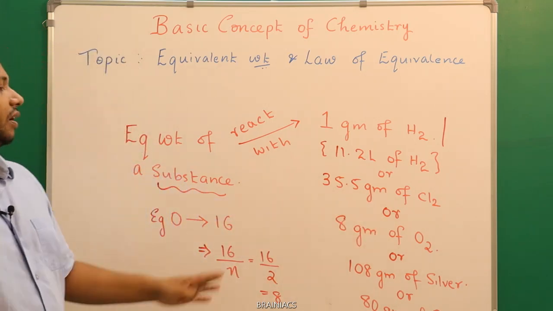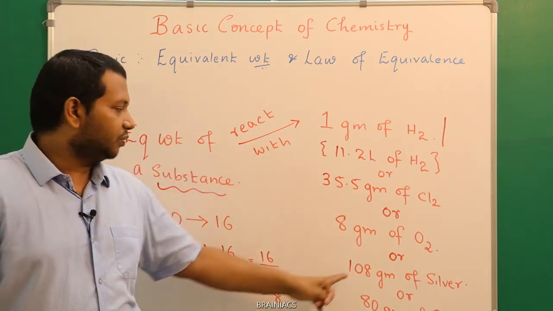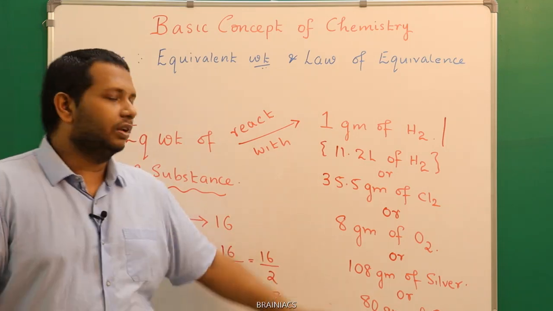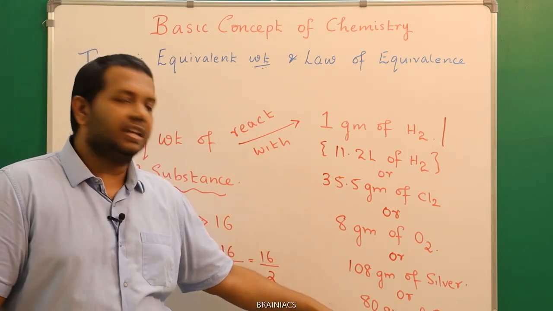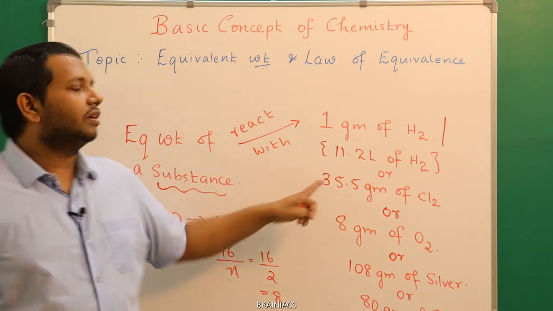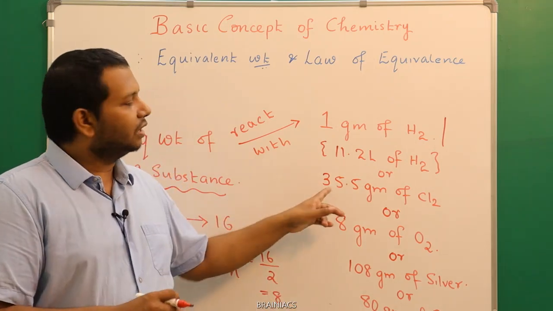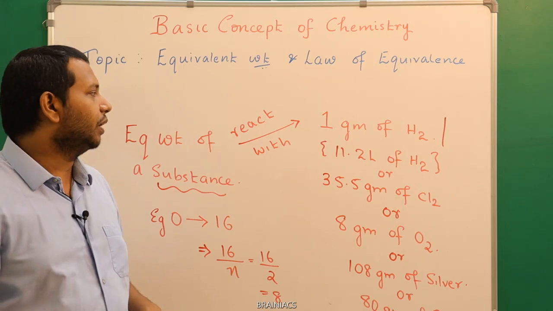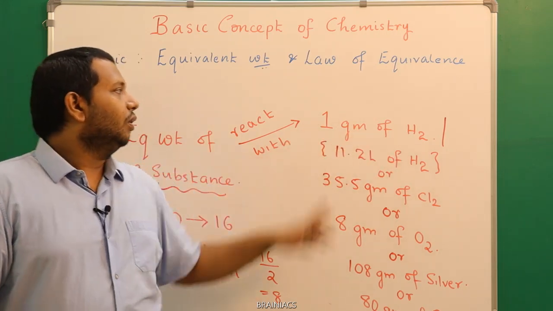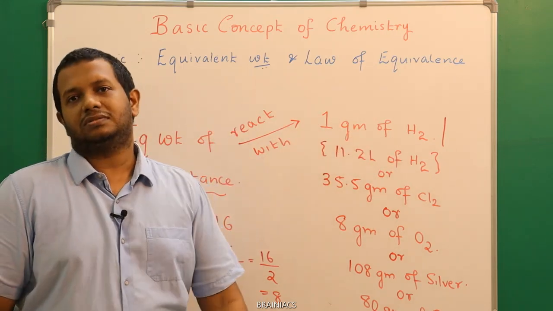Understood? Now silver, the valency is 1, that's why 108 itself is coming. Fluorine, the valency is 1, that's why atomic weight and equivalent weight are the same. Chlorine, the valency is 1, so that's why 35.5 atomic weight is equal to equivalent weight. Hydrogen, 1 gram, the valency is 1.